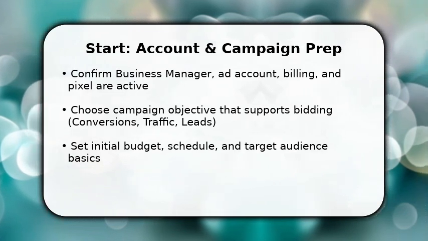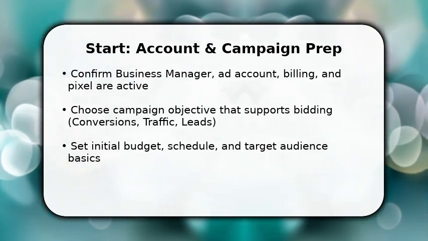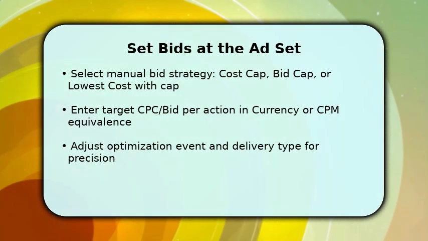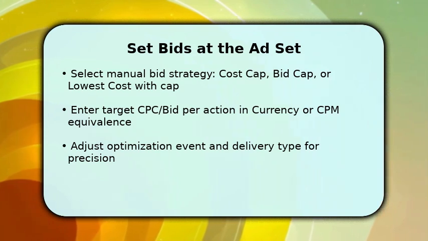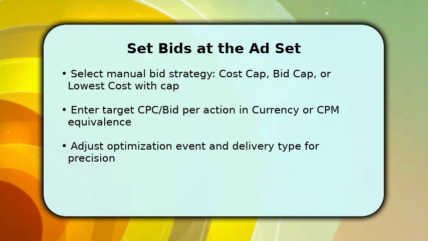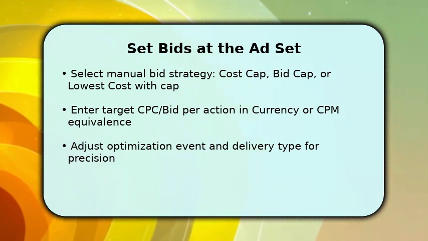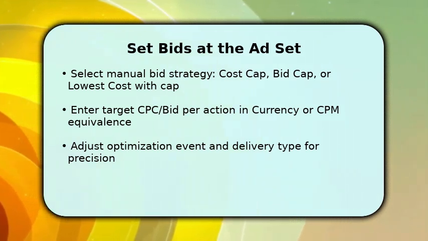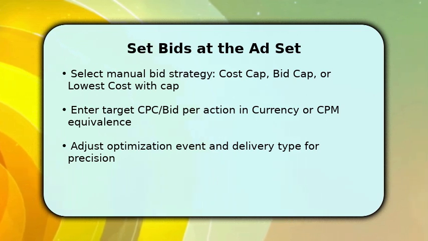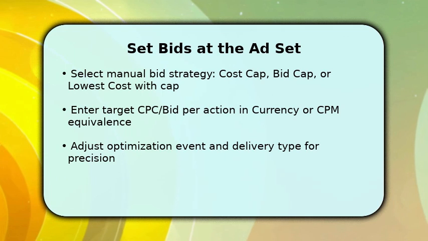Now proceed to the ad set level to access bidding controls. At the ad set, switch bidding from automatic to a manual strategy. Choose bid cap to control maximum CPC, cost cap to target average cost, or lowest cost with a cap for flexible delivery.